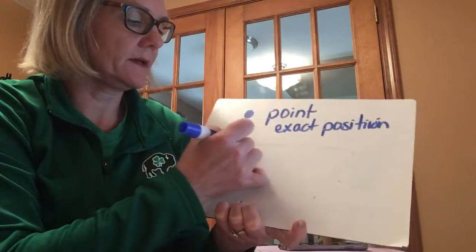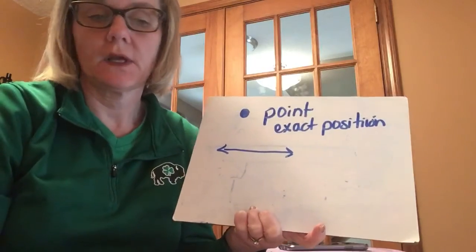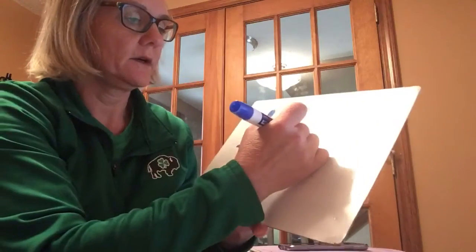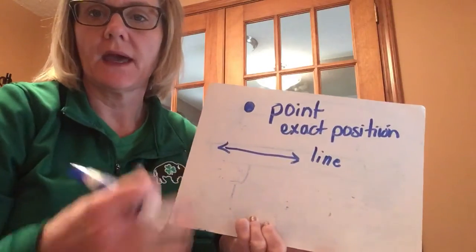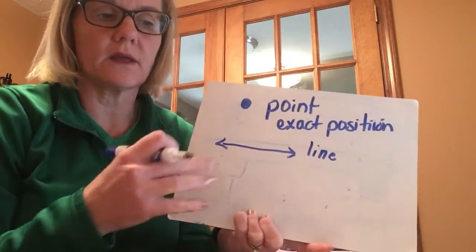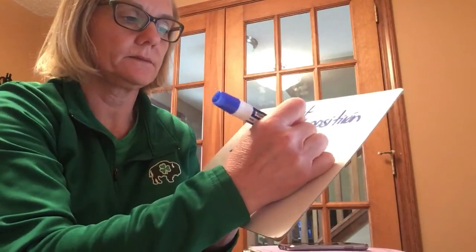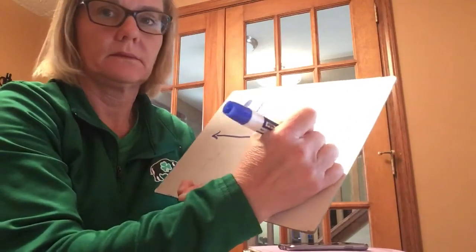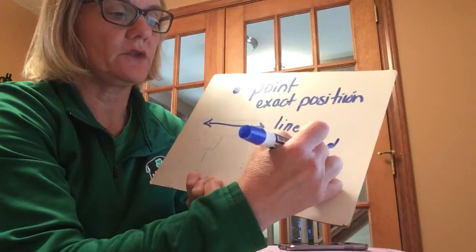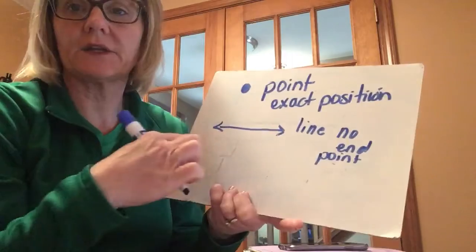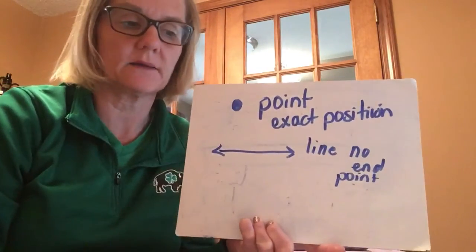The next one is this one, which hopefully you remembered is just a line. And the line with the arrows going in either direction means that it has no endpoints. Okay, so this line could continue forever in either direction because it has no points, no ending spot.